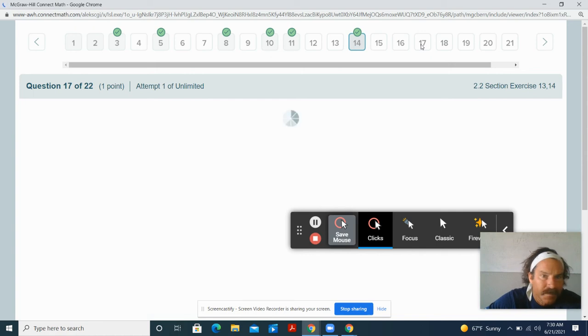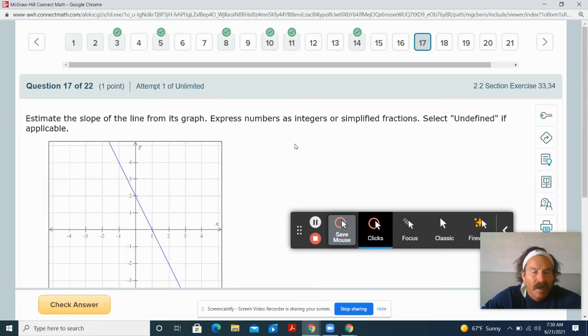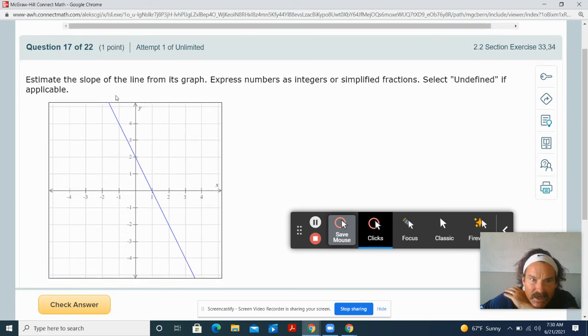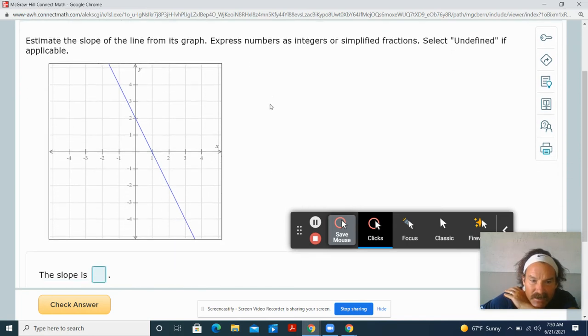Question 17 gives you a graph, and it asks you to find the slope of a line from the graph. When lines slant in certain directions, some have positive slopes, some have negative slopes, some have zero slopes, and some have undefined slopes. Let me go over that quickly.